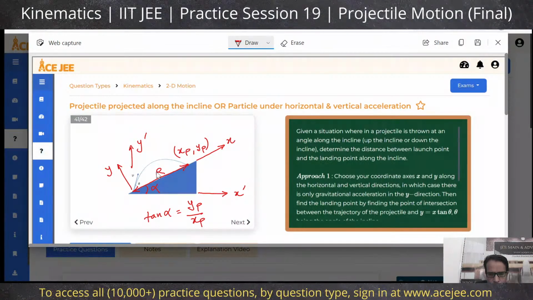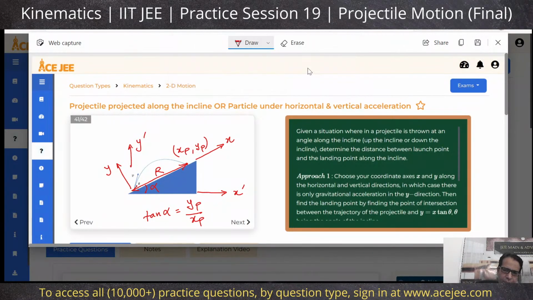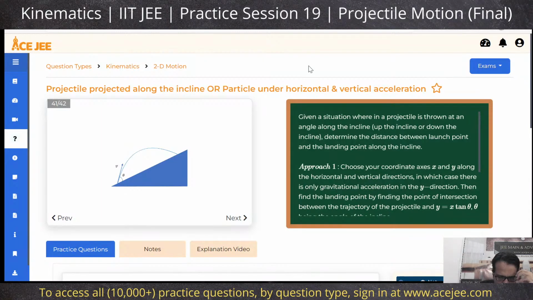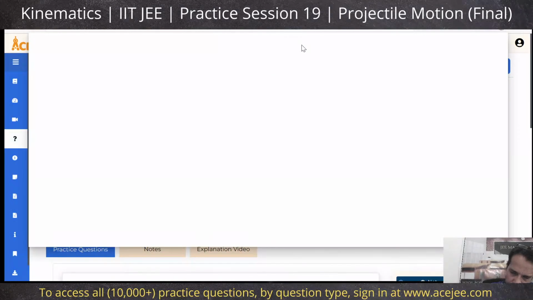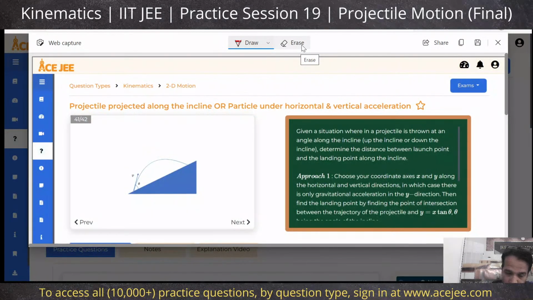Today I'm going to focus on the approach wherein I'll take my x-axis along the incline and y-axis perpendicular to the incline. Let's find out the time of flight, let's find out the range, and let's find out the maximum distance the projectile moves away from the incline. So let's quickly establish those three things. Any questions before I dive into it? No questions, okay.